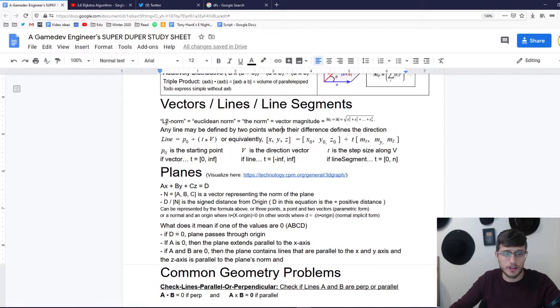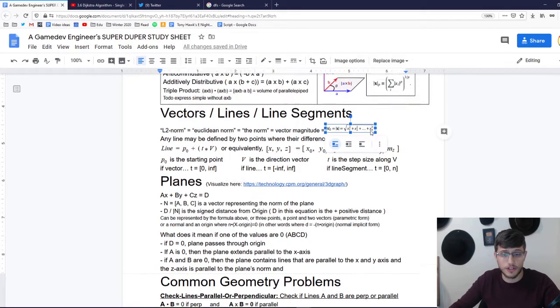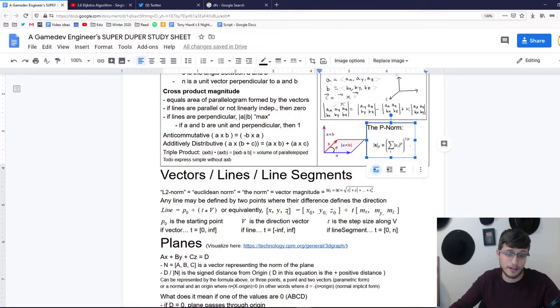Okay, so let's talk about the norms. The most famous norm is called the L2 norm, or the Euclidean norm, also called the norm, or simply the norm. It's also called the vector magnitude. The way that works is you just plug 2 into this equation here, and that's it.